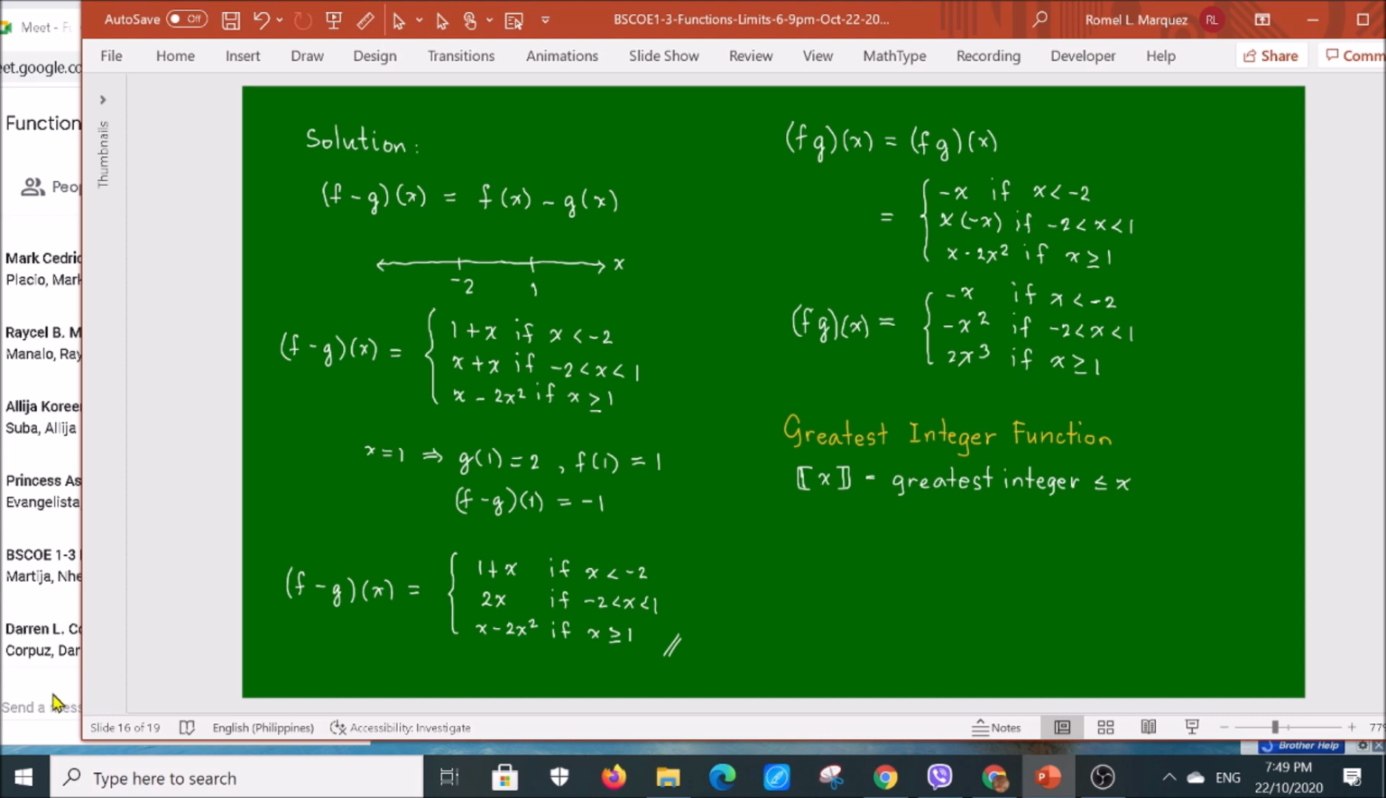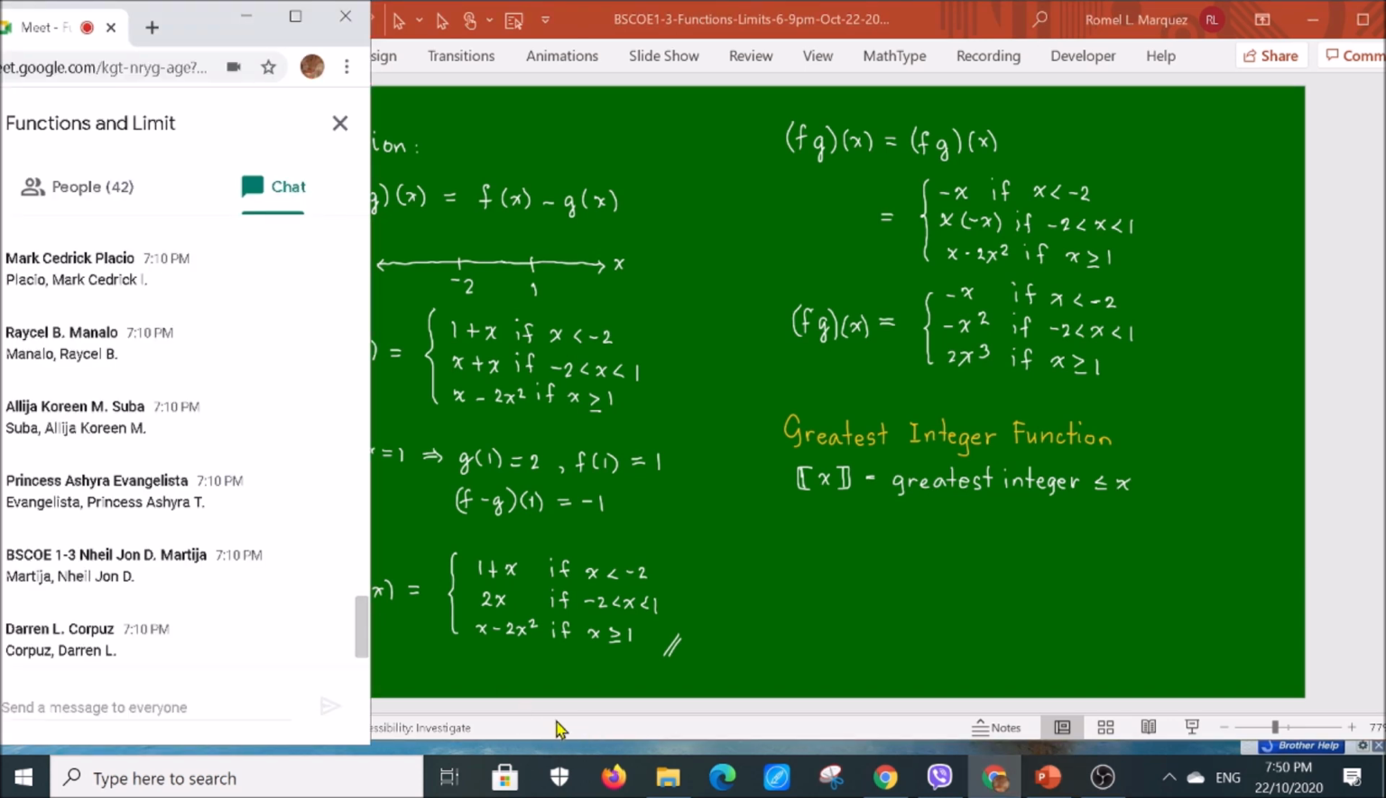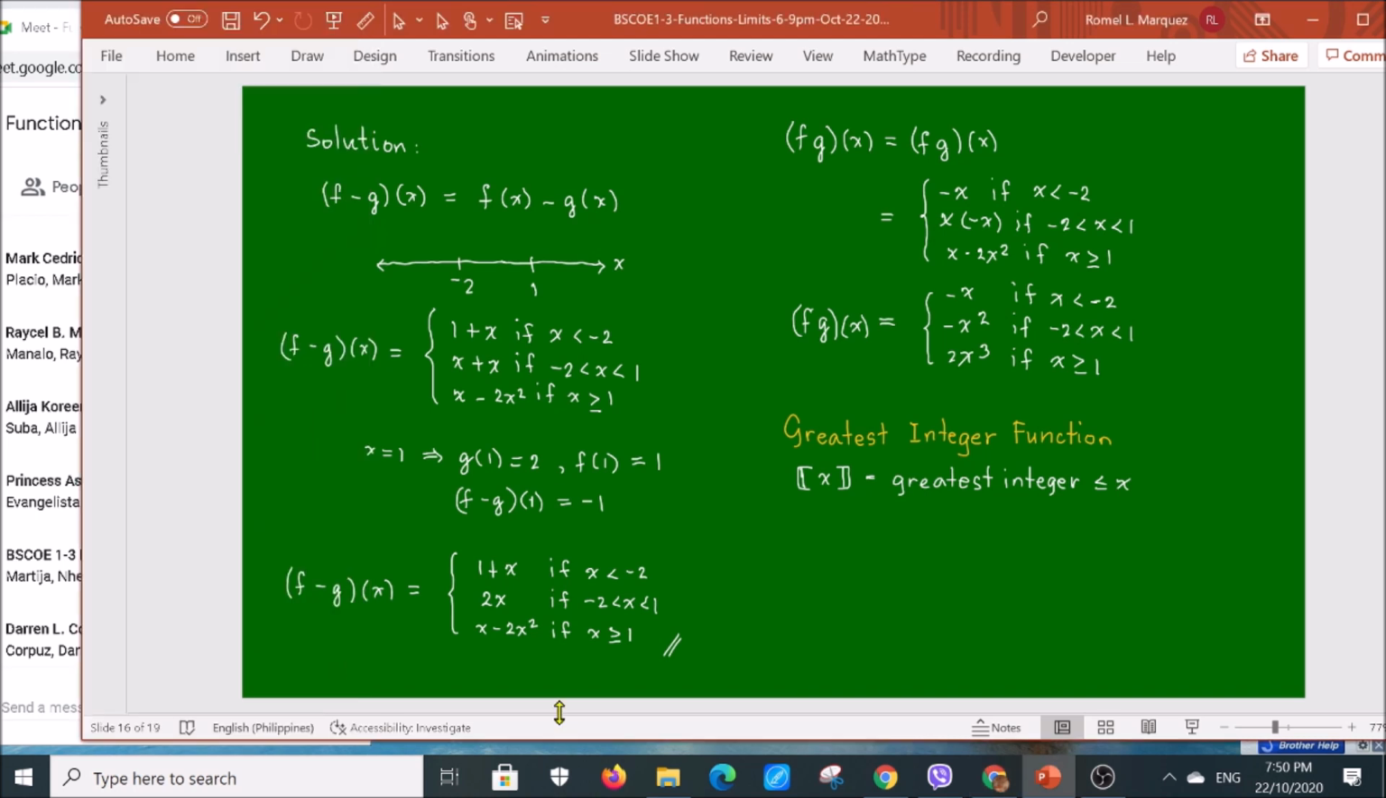Corpus. Darren. What is that integer? The greatest that is less than or equal to 4. Not speaking. Cedric, Mark. No answer. Hey guys, are you still there? Yes po. Oh. What about Corpus? Who wants to answer? What is that greatest integer less than or equal to 4?